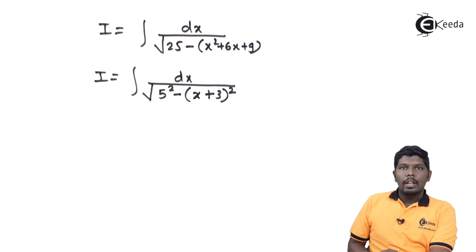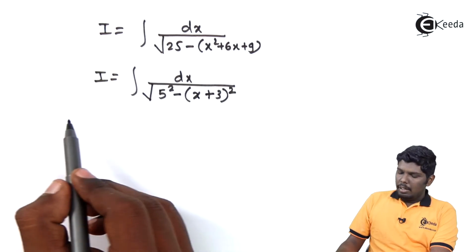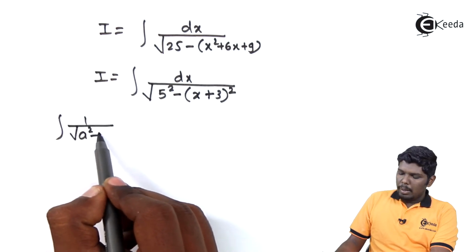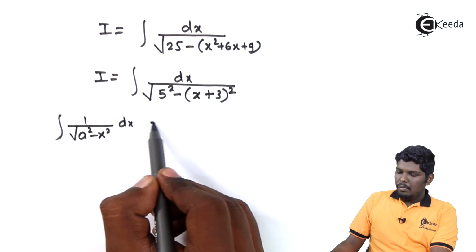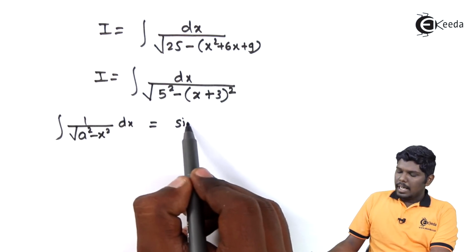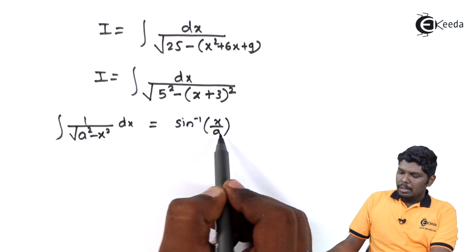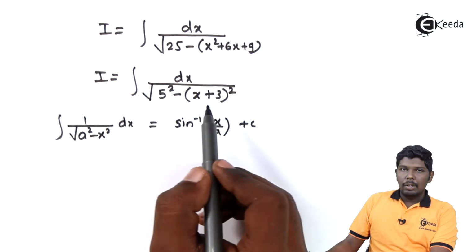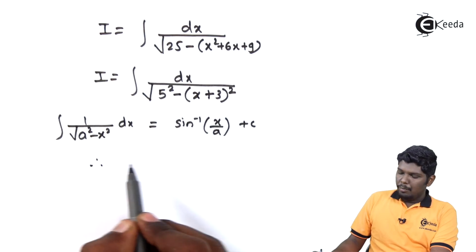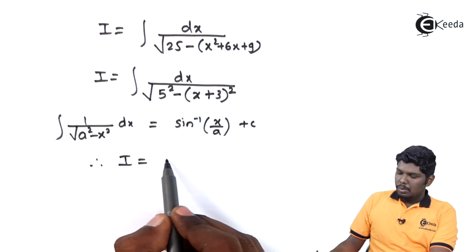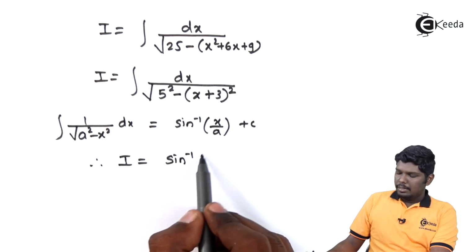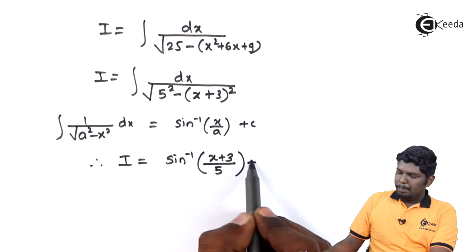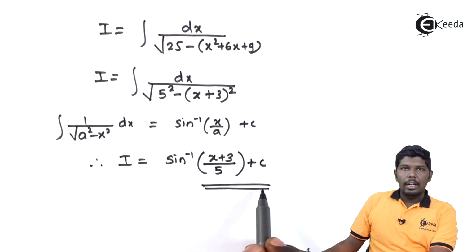Now I can compare this given integral with the standard formula, integral 1 upon under root a square minus x square dx, which is equal to sin inverse x by a plus c. Here the value of a will be 5 and the value of x will be x plus 3. Therefore I is equal to sin inverse of x plus 3 upon 5 plus c. This is our final answer.